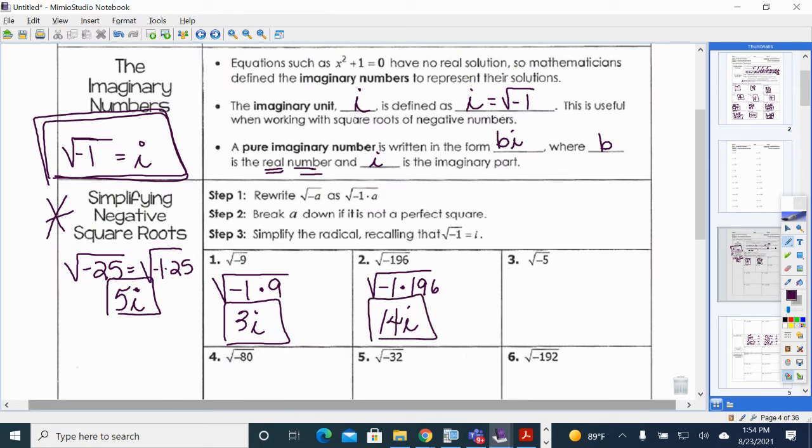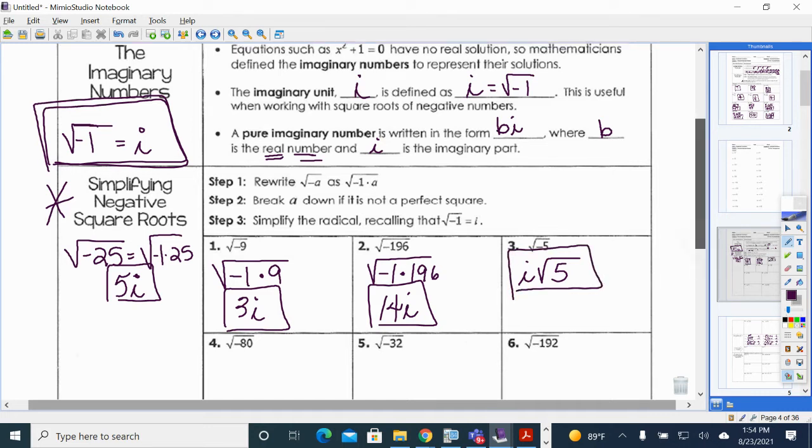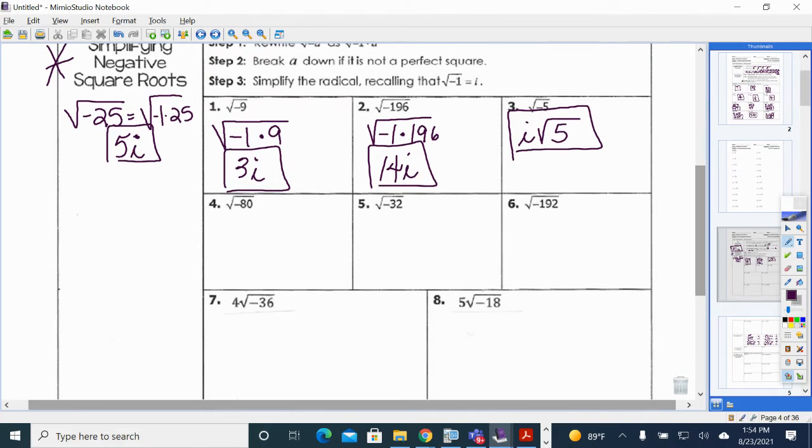Now, here's your shortcut. As soon as you see a negative underneath the radical, like on number 3, you can rewrite it with the i outside. Now, square root of 5, I can't do anything with that. That's actually my answer on number 3. So let me show you number 4. I've got the square root of negative 80.